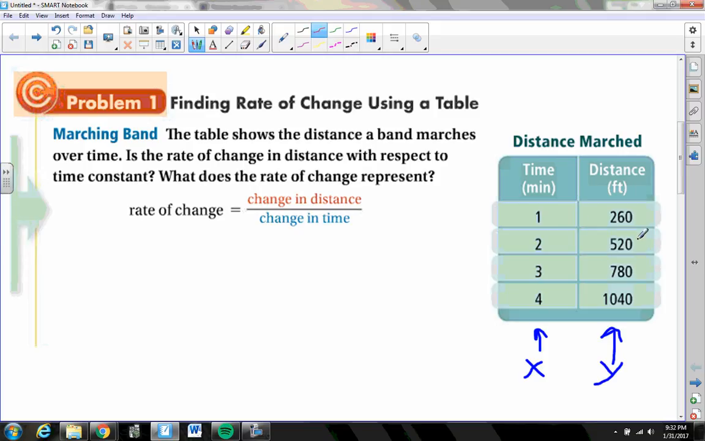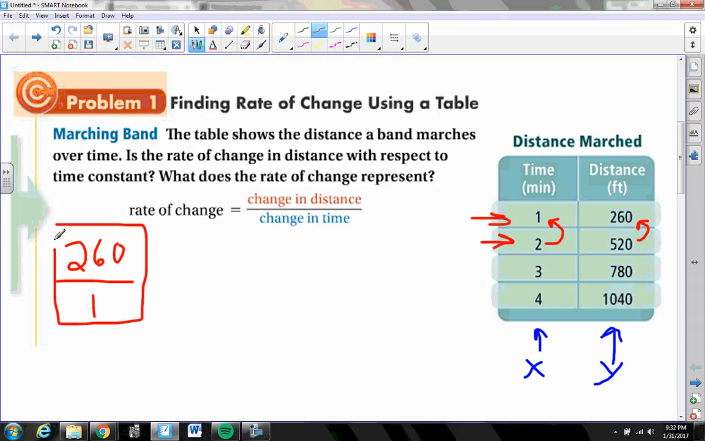So maybe I'll take this point here and this point here. I'll subtract the two y values, and I get 260. That's the change in my distance. 520 minus 260 is 260. Dividing by the change in my time, I'll subtract 2 minus 1, which is 1. My rate of change is 260 over 1. Not something that I can reduce.